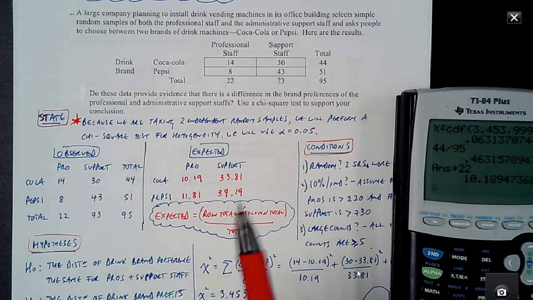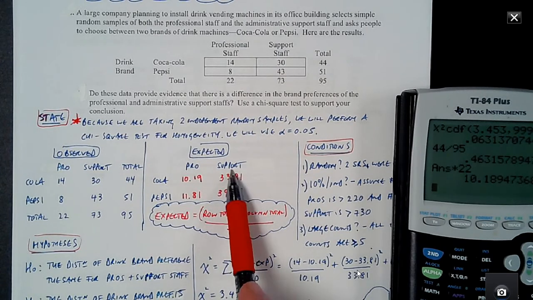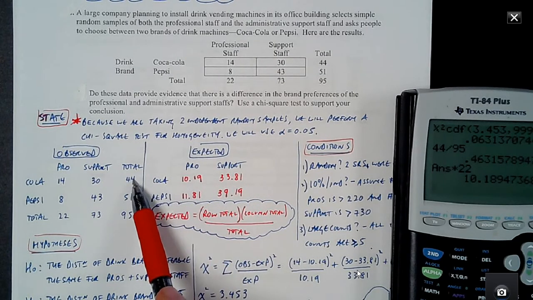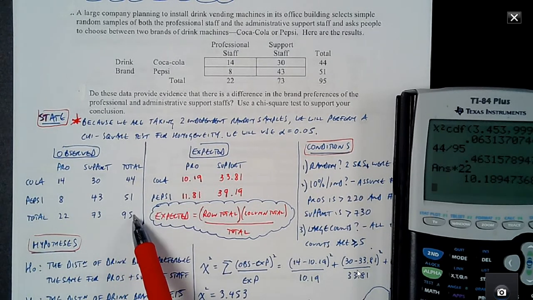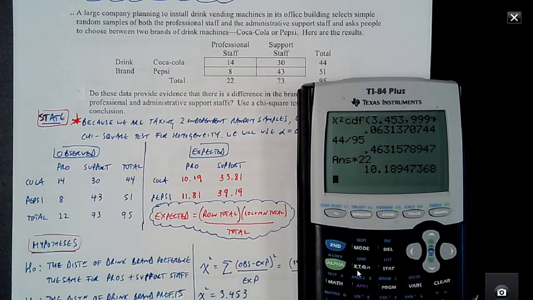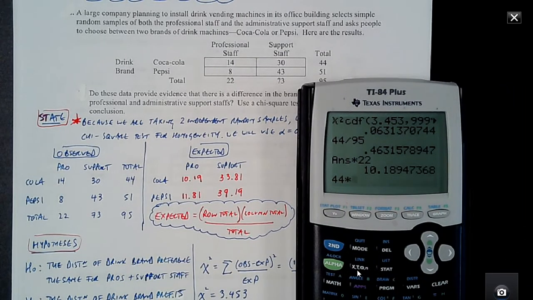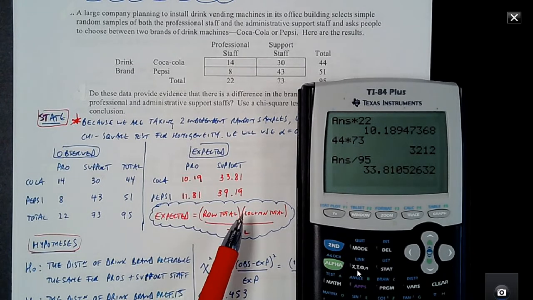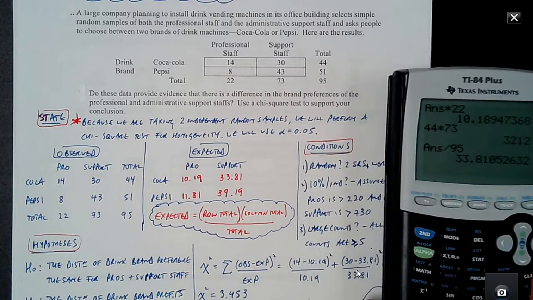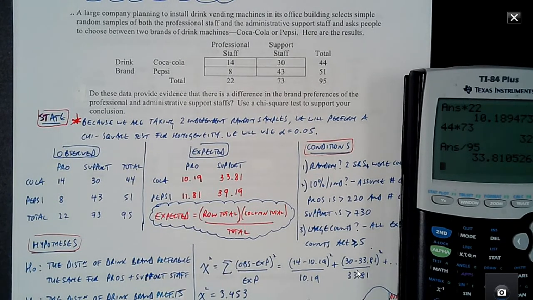So remember, a simple way to do this is you're always doing the row total, multiplied by the column total, divided by the overall total. So let's say I was to do the support staff here. I would then do 44 multiplied by 73 divided by 95. So again, 44 multiplied by the total for the column, which is 73, and then divided by the overall total, which is 95. So I would expect 33.81 of the support staff to pick Coca-Cola. If this doesn't make sense, please reach out to me.